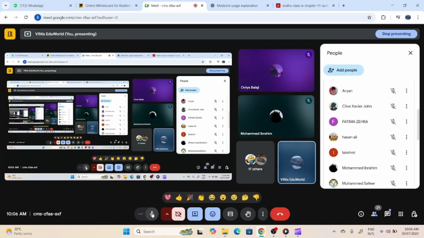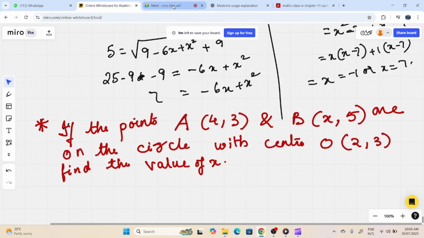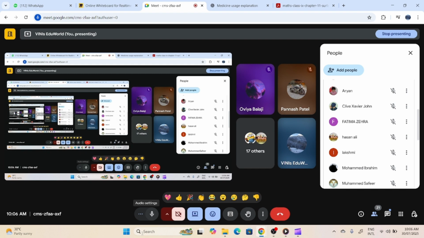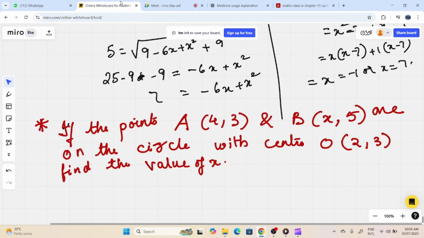Ma'am, is the value of x 4? For the new one? Yeah, for the new one? Yes. No. Check.